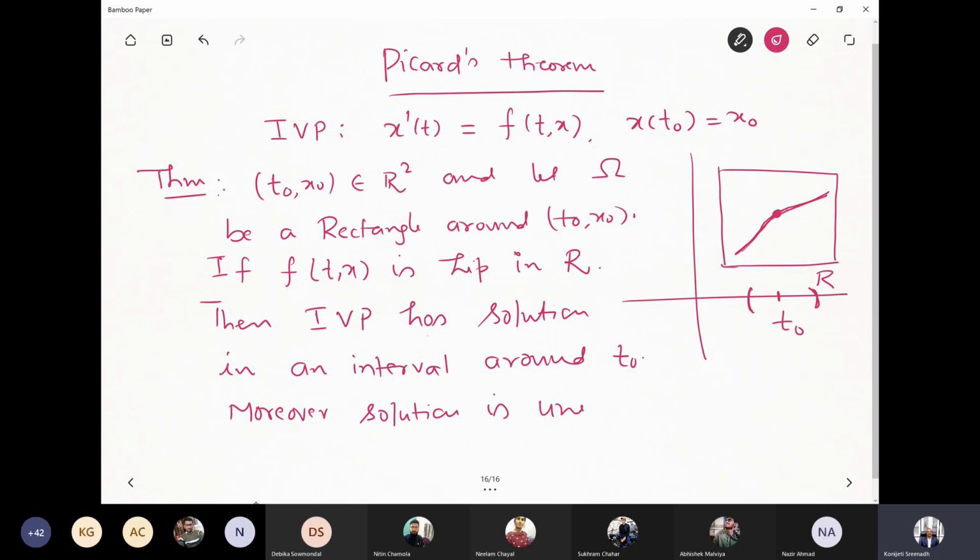Unique means that you cannot find two different solutions. If y1 and y2 are solutions of this initial value problem, then y1 is identically equal to y2. Solution is unique means there is only one solution. So let us first look at some examples to see what type of problems we are looking at.